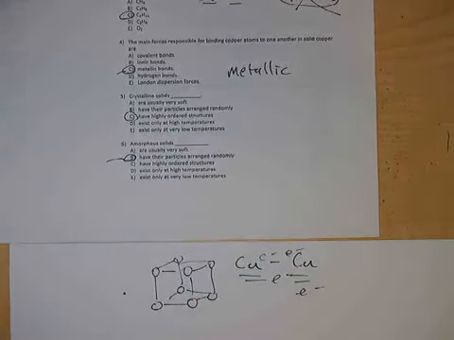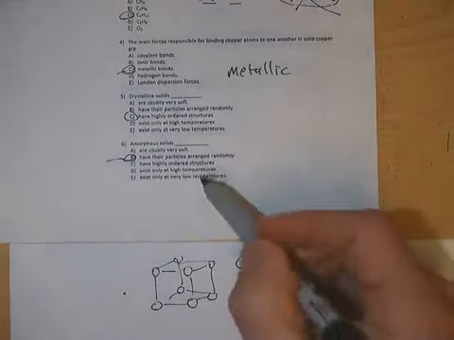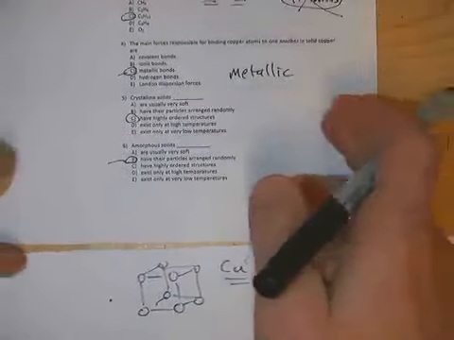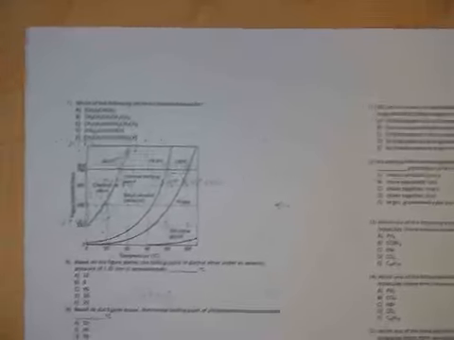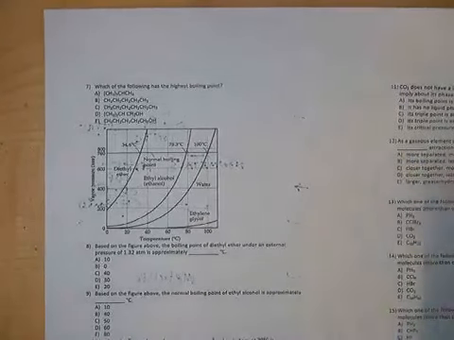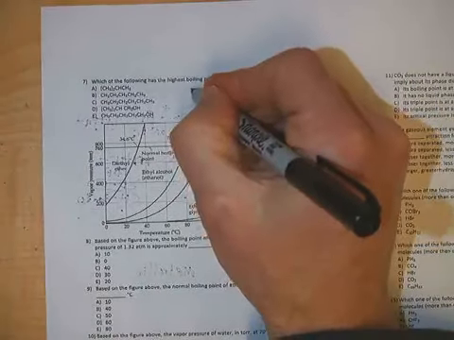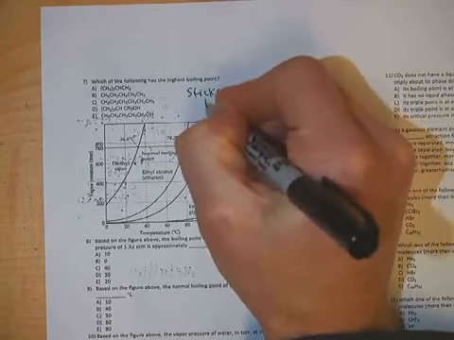Number 6, an amorphous solid. Amorphous solids are solids whose particles are arranged randomly, but they're still solids. And the other parts aren't necessarily true, they're just randomly arranged. Going to the next page.